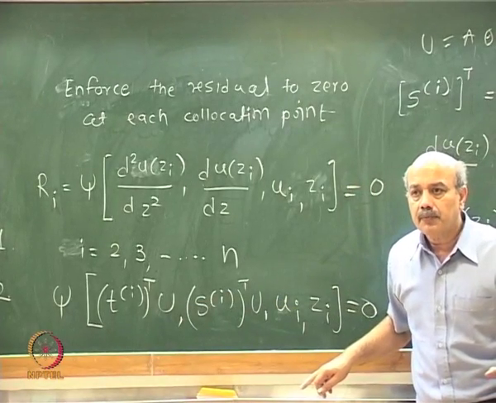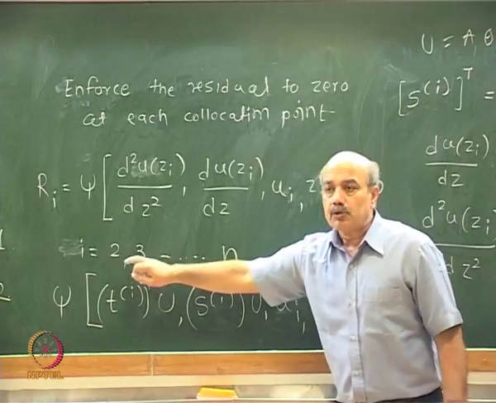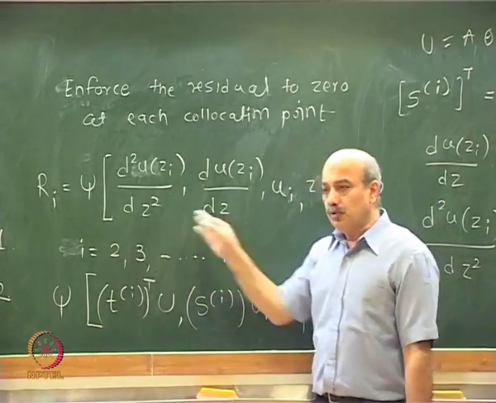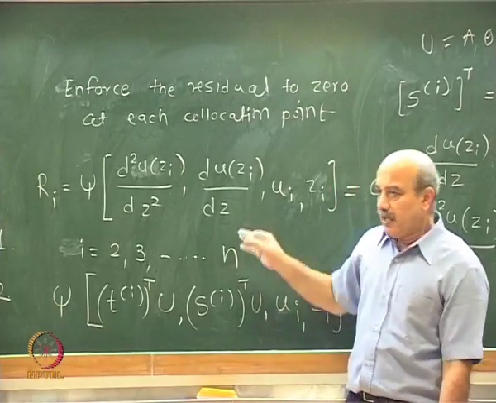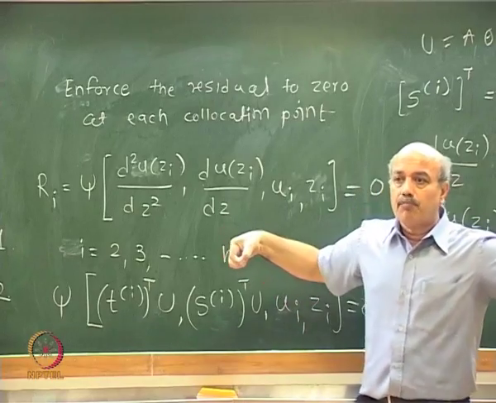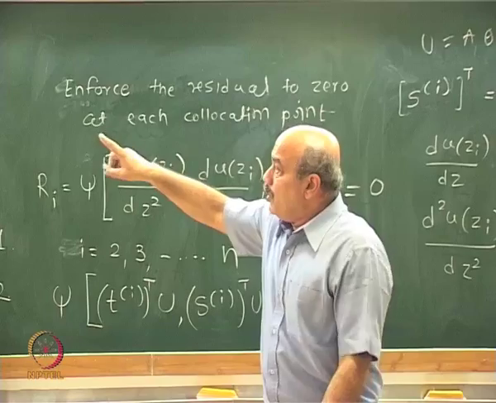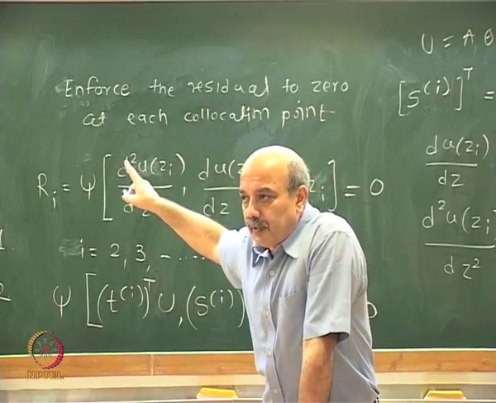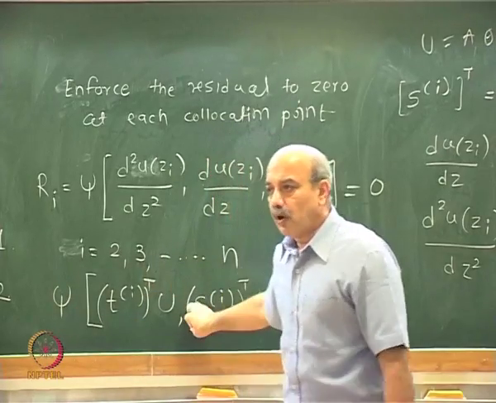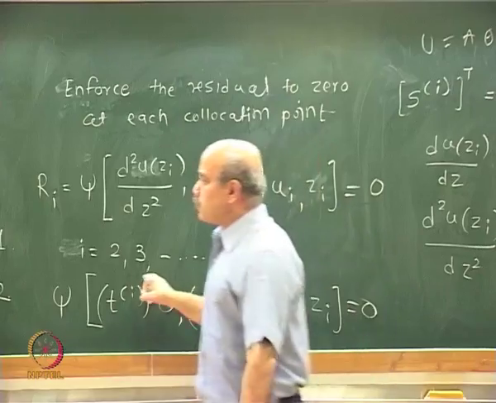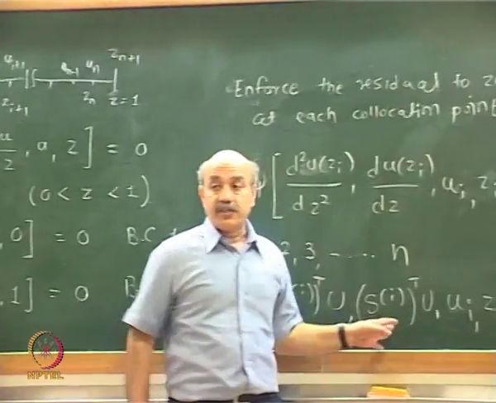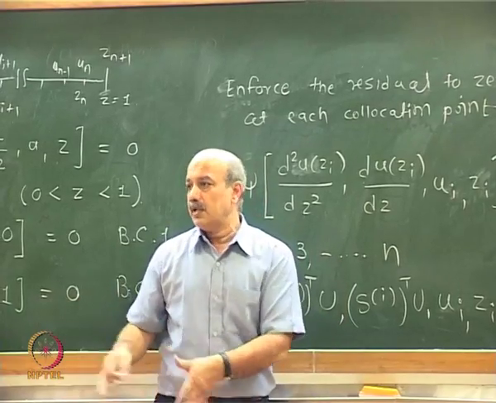How many such equations do we have now? We got i equal to 2, 3, 4, up to n. So how many equations? n minus 1. We are going to set this residual equal to 0 at each of the internal collocation points. Now, what about boundary conditions? How many unknowns are there? U1, U2, U3, up to U(n+1). So you need n plus 1 equations to solve. We have n minus 1 till now, so we need two more equations. Those two equations are going to come from the boundary conditions. The boundary conditions give you two additional equations that complete the set. You get n plus 1 equations in n plus 1 unknowns, and then we can solve the problem.